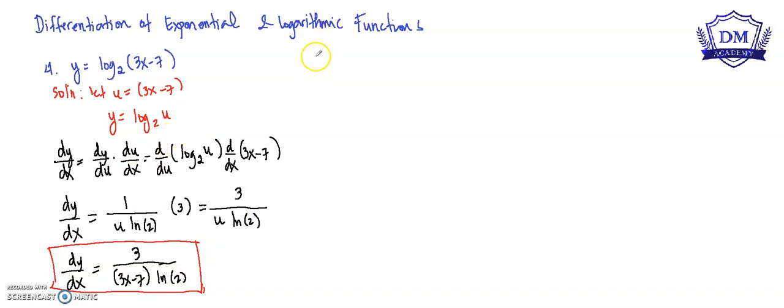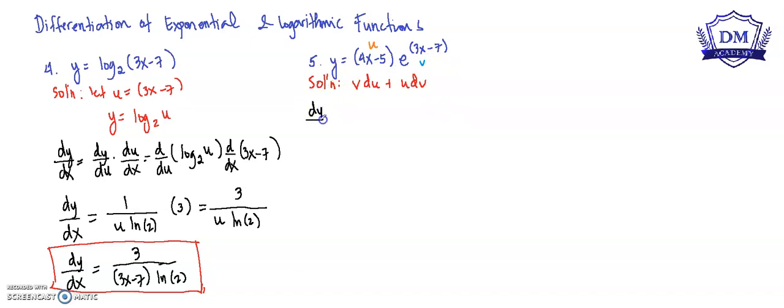Okay, let's have another problem. Our function y is equal to 4x minus 5 times e raised to 3x minus 7. So our solution will be v du plus u dv, using the product rule. We will let u be equal to 4x minus 5, and we will let v be equal to e raised to 3x minus 7.